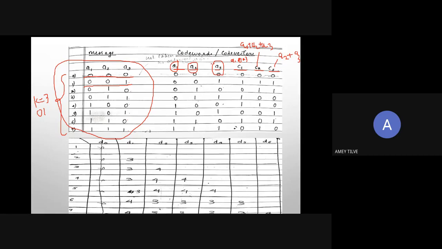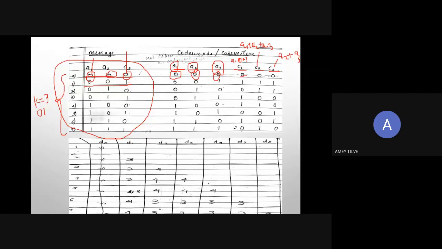So initially what will happen? A1, A2 and A3 are 0. So the A1 value is 0, A2 value is 0, A3 value is 0. The same thing I've written over here. C1 is what? A1 XOR A3. A1 is 0, so 0 XOR 0 will be what? The answer will always be 0.